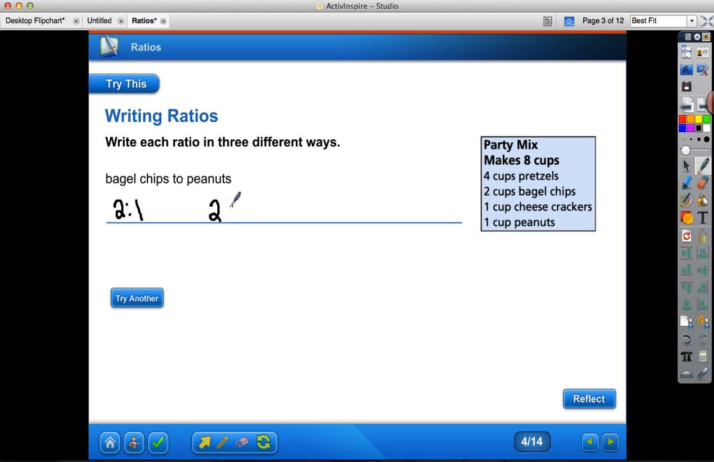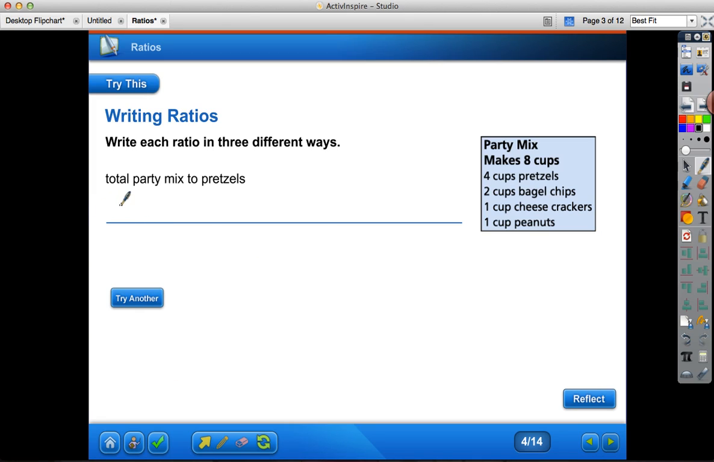Another way is 2 to 1, and the other way is 2 to 1. All right, so let's try another one. Go ahead and pause, and you can try writing the total party mix to pretzels 3 different ways.